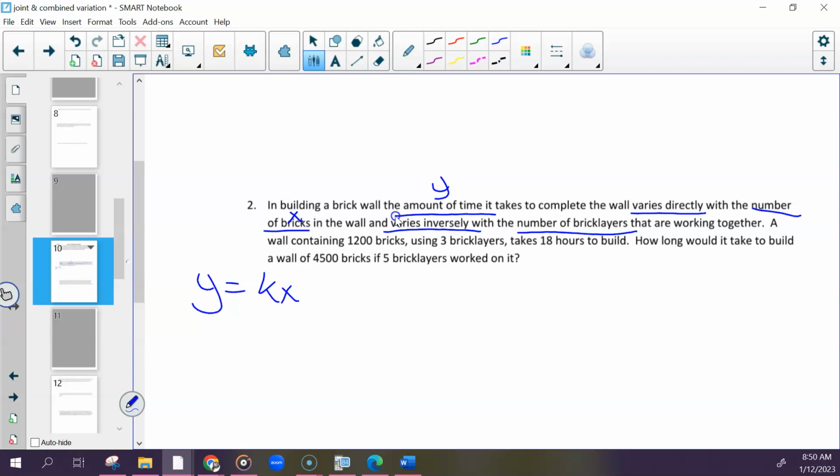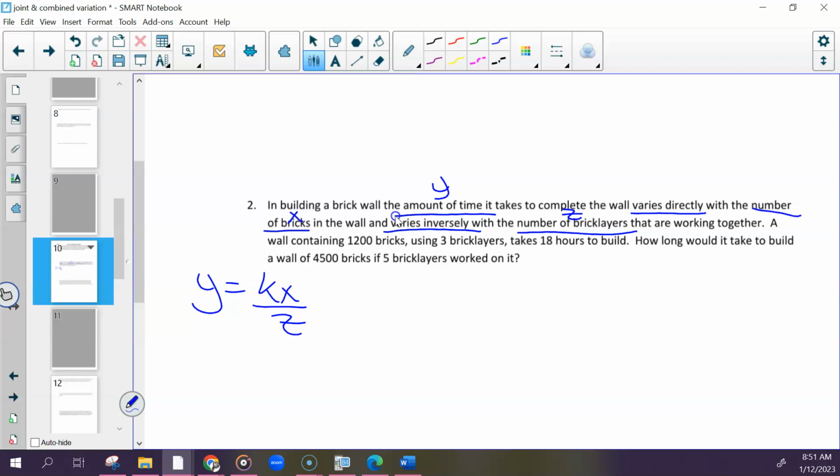But it also varies inversely with the number of brick layers. Call that some other variable. I'm just going to call it z. You can call it p. It doesn't matter. Inversely means we're dividing. So our equation would be y equals kx over z.